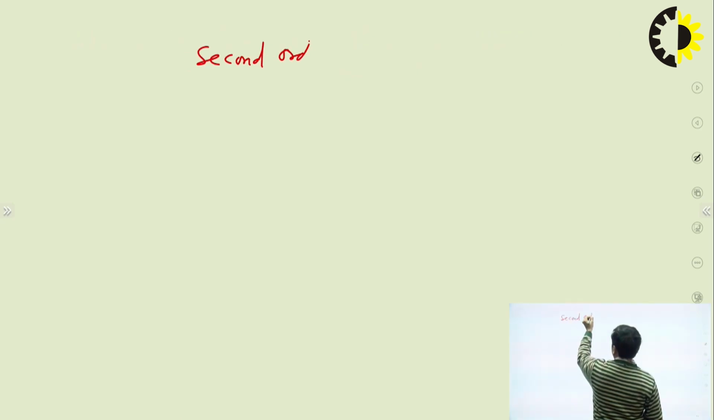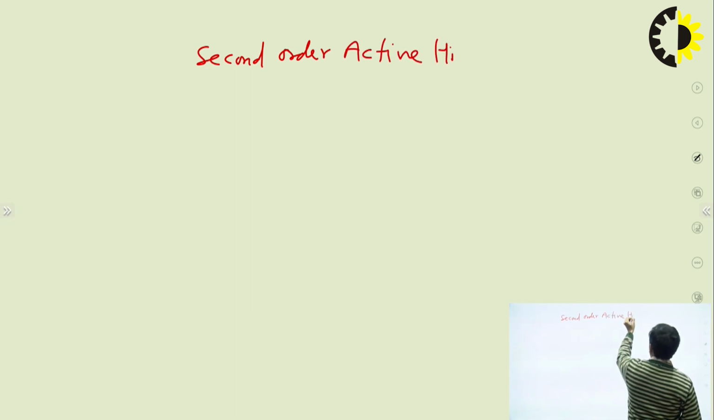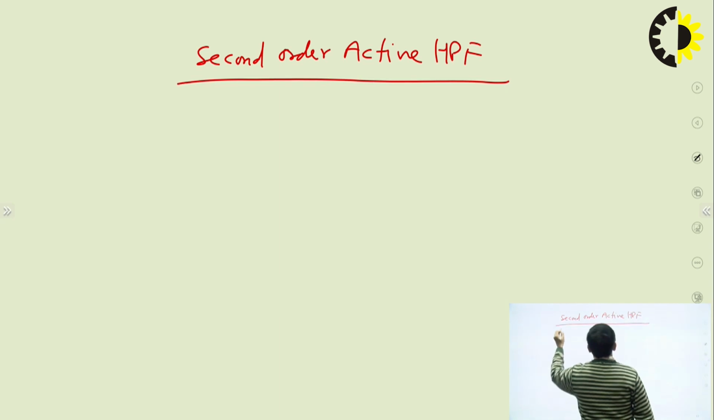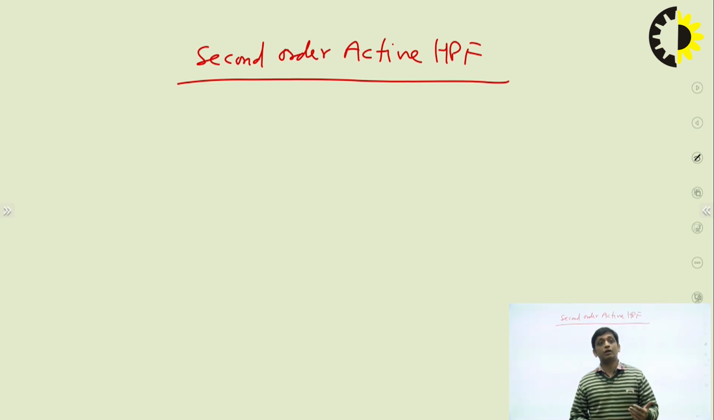Second order active high pass filter. Like you have studied the first order active high pass filter, similarly you can design a second order active high pass filter. What do you have to do? You have to just use 2 RC sections. Fine, you will get a second order high pass filter. Or you can also draw this circuit with the help of the second order low pass filter.